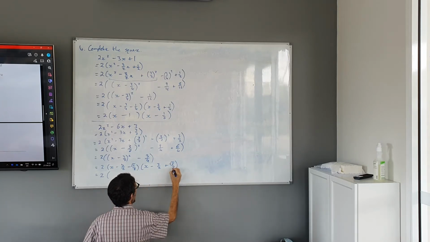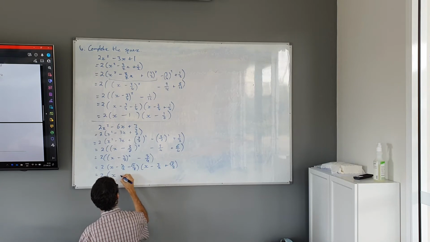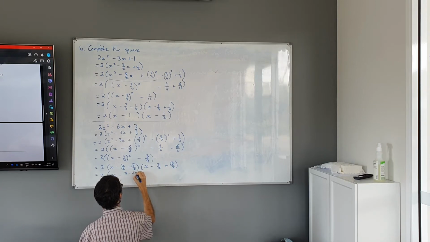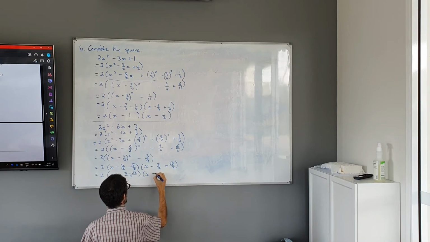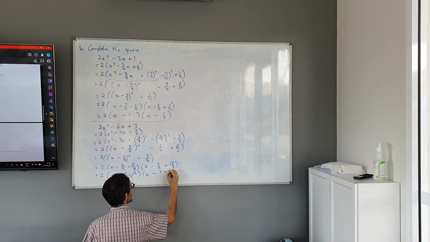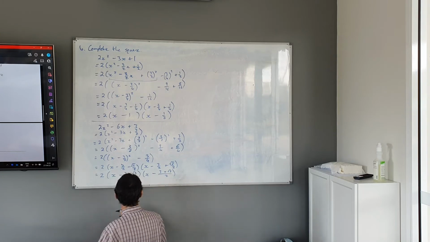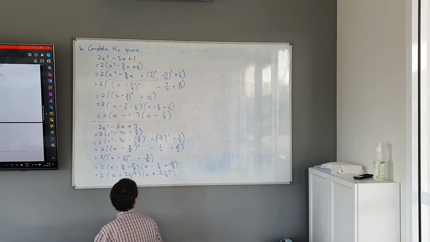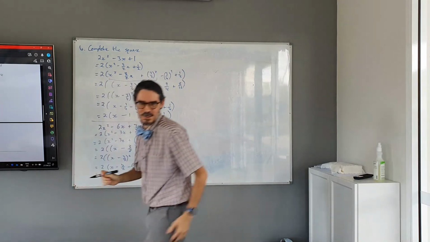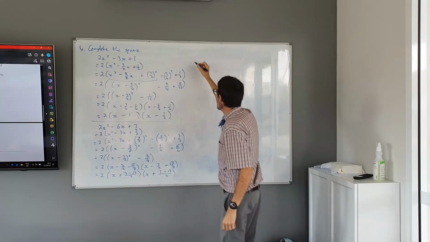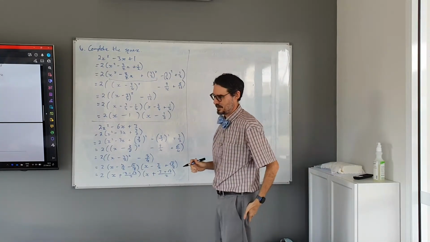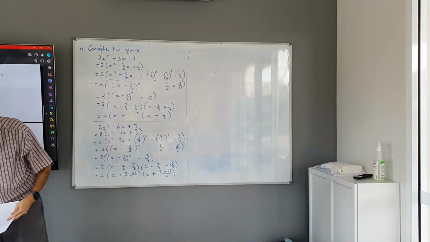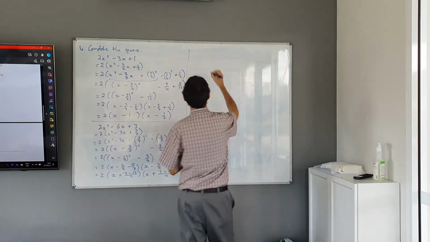And that looks more like the quadratic formula, which is what I'm expecting. Minus 3 minus root 3 on 2, x minus, I don't think I got the signs right. I'll just do it that way. That's it.